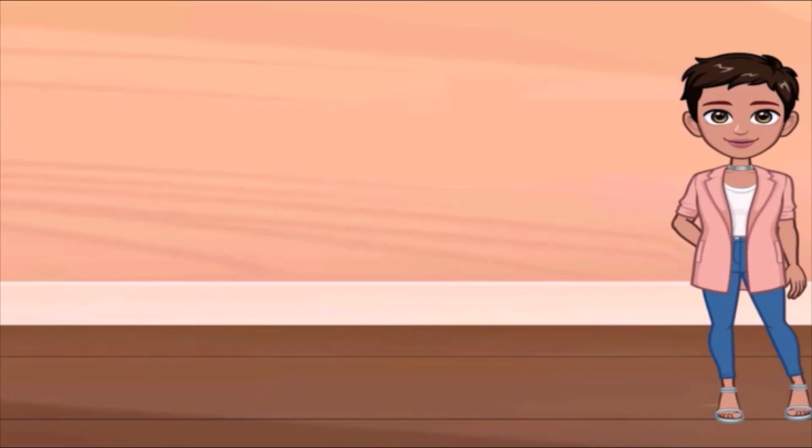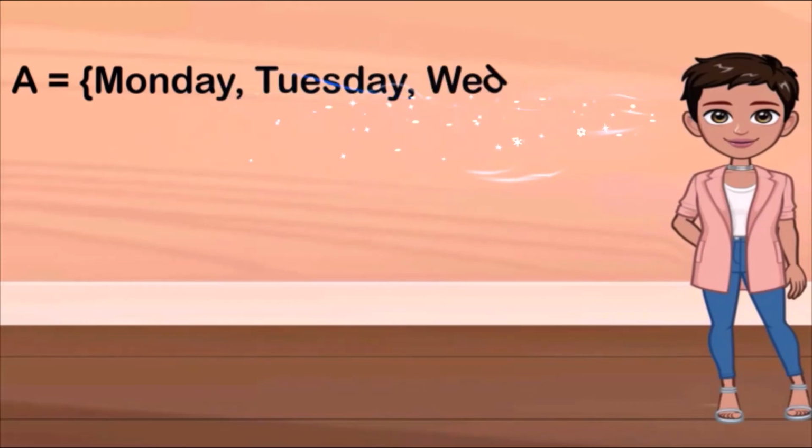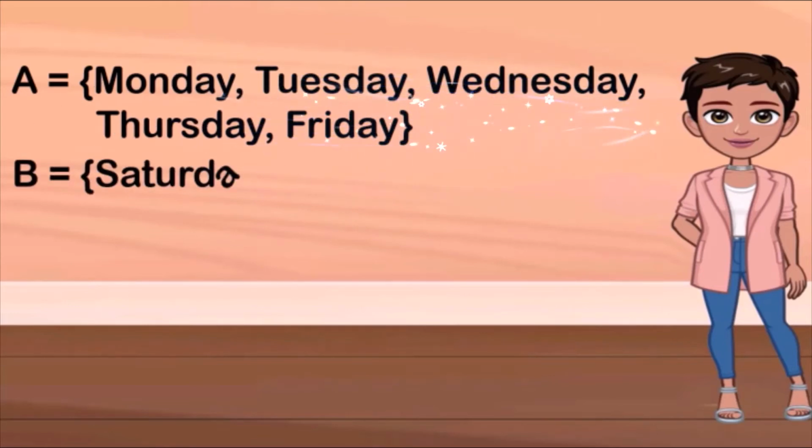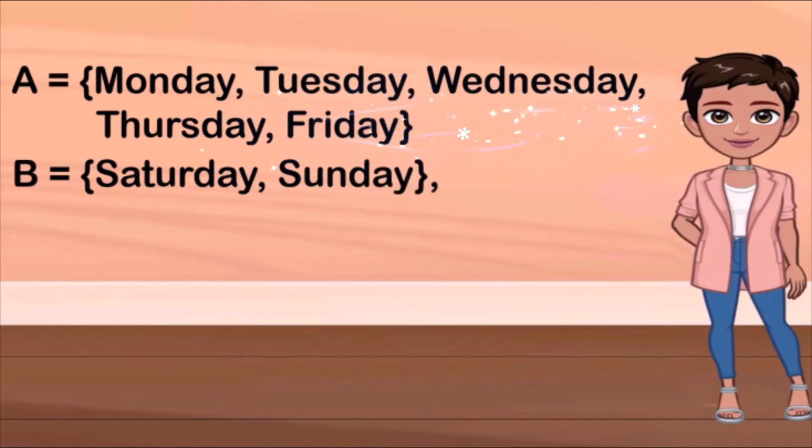So let's say that set A contains the elements Monday, Tuesday, Wednesday, Thursday, and Friday. And set B contains the elements Saturday and Sunday. Determine the intersection of set A and B. Notice that there is no common element shared between the two sets. The elements in A are completely different from the elements in B. So in that case, the intersection of set A and B is going to be empty or a null set.